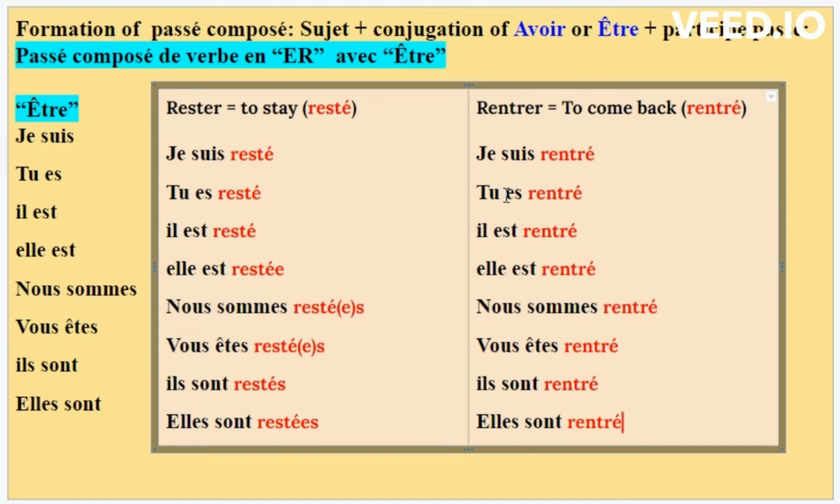Je suis rentré. Tu es rentré. Il est rentré. Elle est rentrée. Nous sommes rentrés. Vous êtes rentrés. Ils sont rentrés. Elles sont rentrées. Okay? Then to agree with genders and numbers again, from here you add E. Here there is the option of adding ES. If it is only feminine, that is nous, you put E. That is why I put the E in brackets and S.